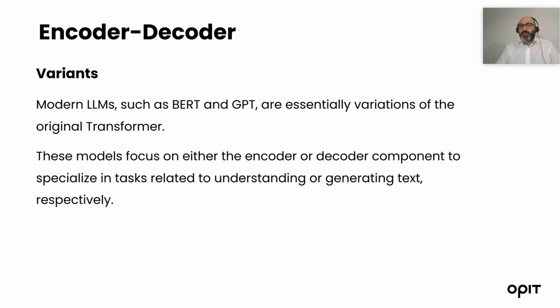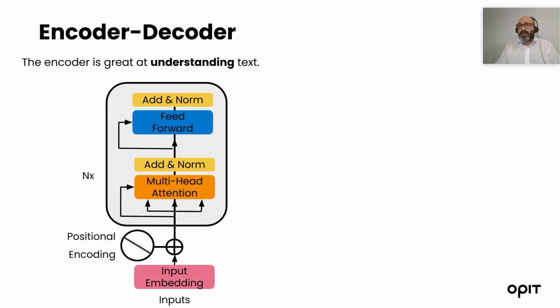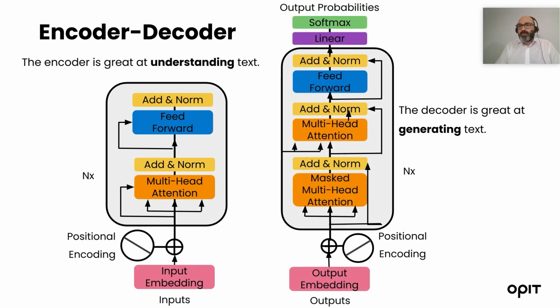These models focus on either the encoder or the decoder component to specialize in tasks such as understanding and generating text, respectively. In particular, architectures based only on the encoder are great at understanding text. This is what we called auto-encoding architecture in a previous lecture. On the other hand, architectures based only on the decoder stage are very good at generating text, and this is what we called autoregressive models in the previous lecture.